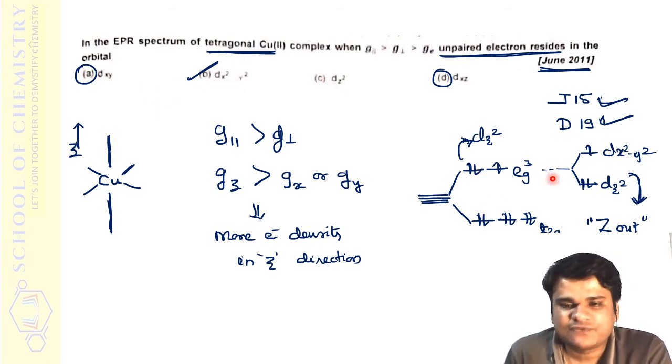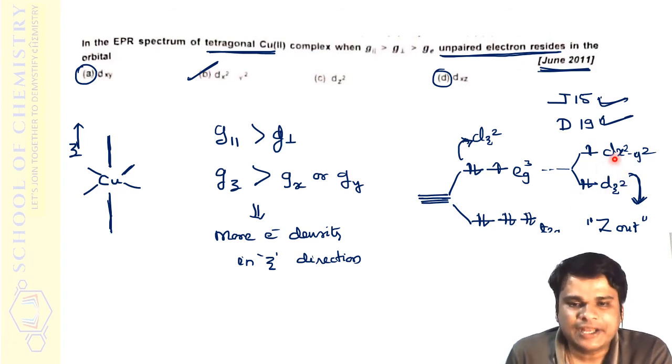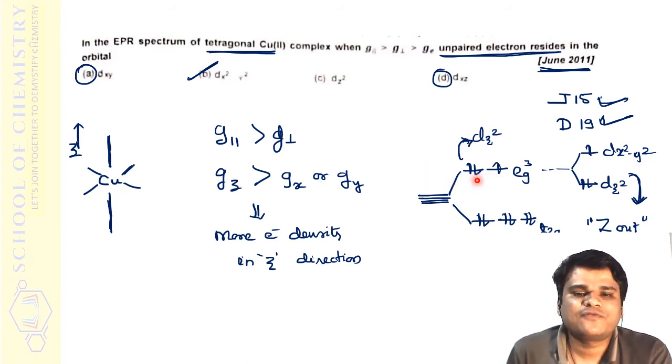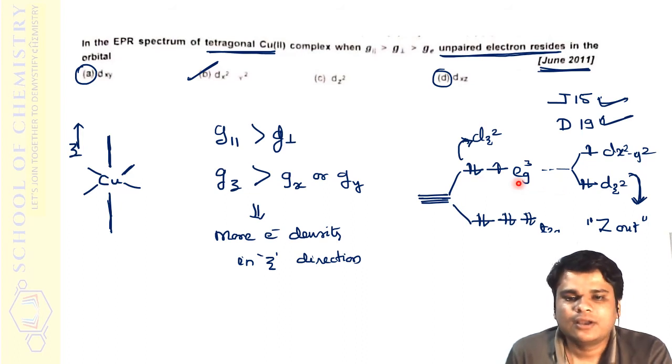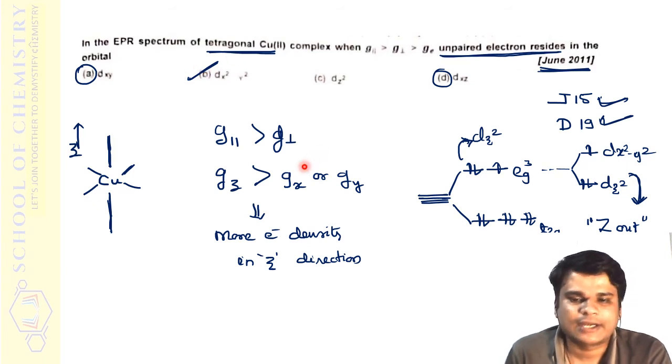Because of this, we can further say that there will be a Z-out distortion, and according to the Jahn-Teller theorem, this degeneracy is to be lost, and the situation will be like this. All these things are additional, but the point we need is that there is more electron density in Z, because of which dz square has the pair of electrons. If the pair of electrons is residing in dz square, then in the other EG orbital, that is dx square minus y square, the unpaired electron should be there, and option B was the correct answer for this question.